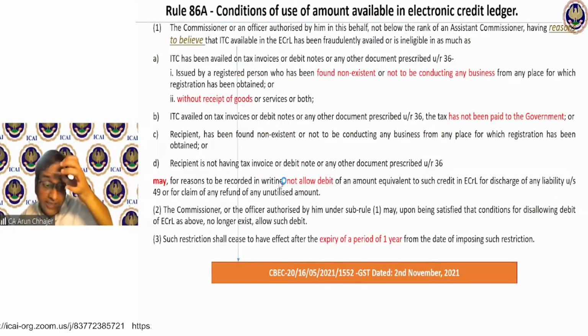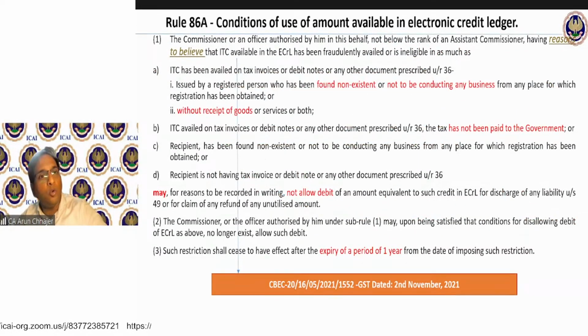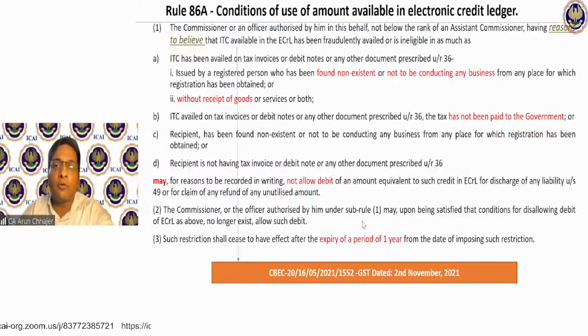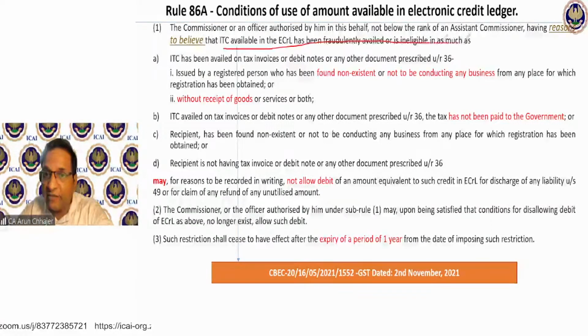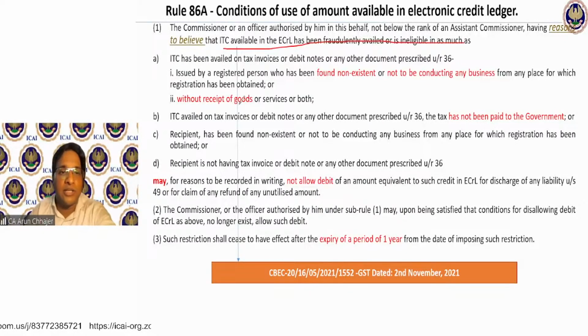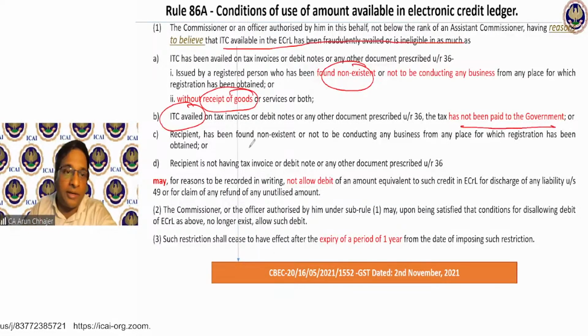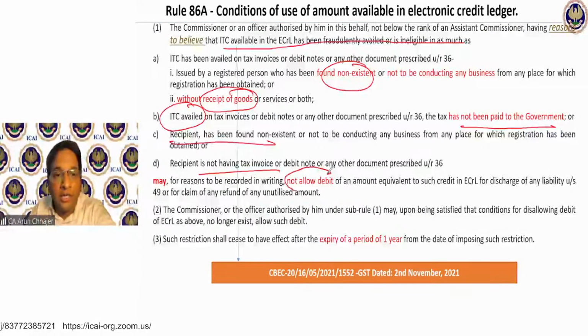Now, Rule 86A. Rule 86A says the conditions to use the amount available in the credit ledger. So here the commissioner or any officer authorized, not below the rank of assistant commissioner, has the power to block my ITC if ITC has been fraudulently availed or is ineligible. Why is it ineligible? Because I have not received the goods, or the supply is found to be non-existent, or the ITC which I have availed has not been paid to the government, or the recipient is found non-existent, or there is no tax invoice. Then they will not allow me to debit my electronic credit ledger.